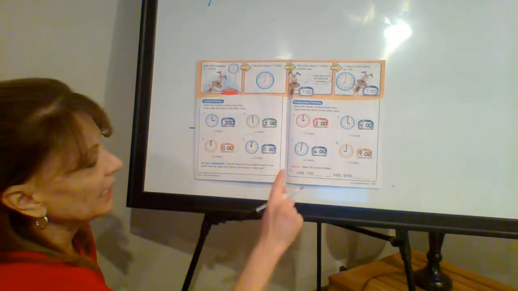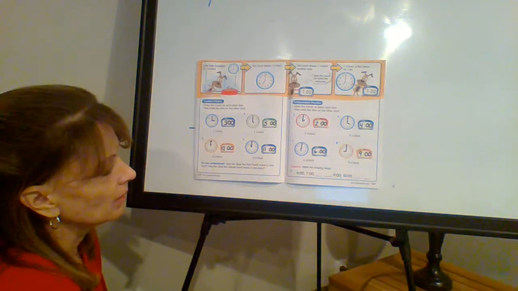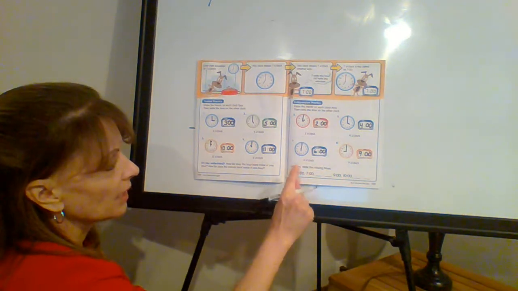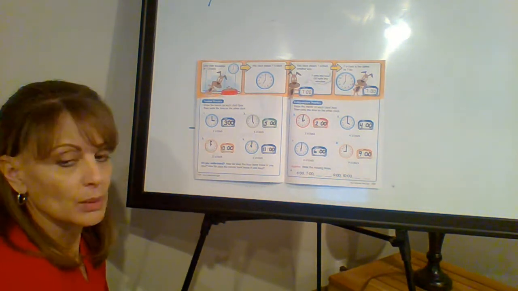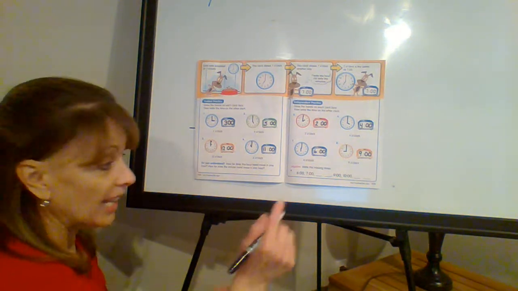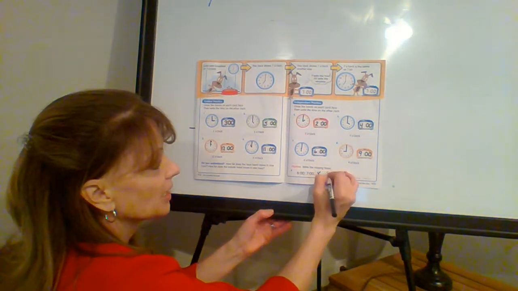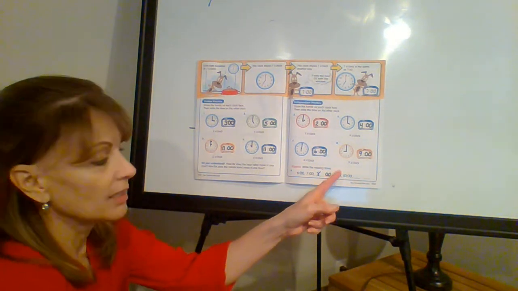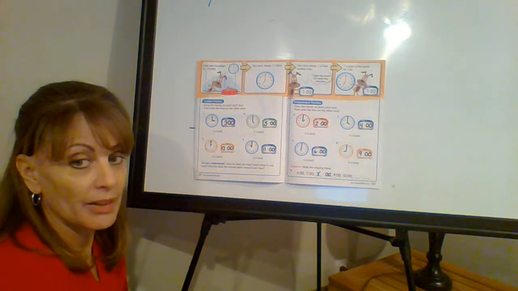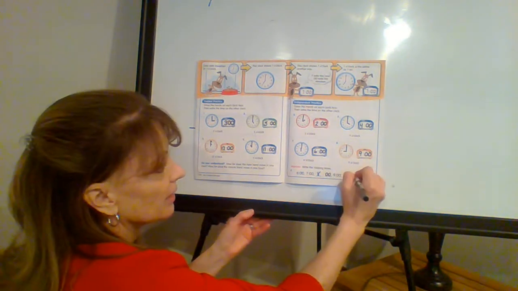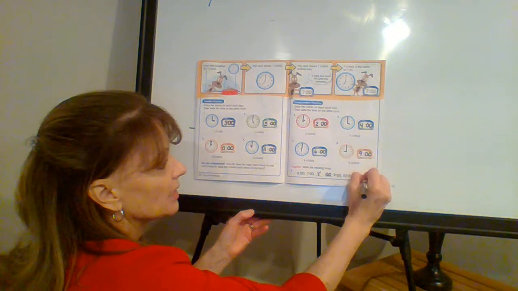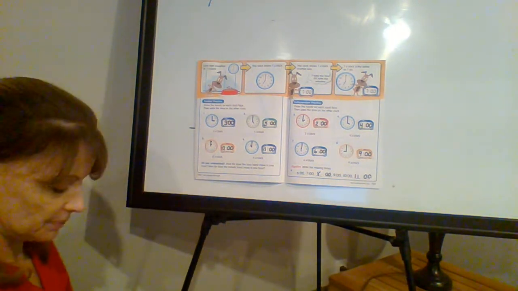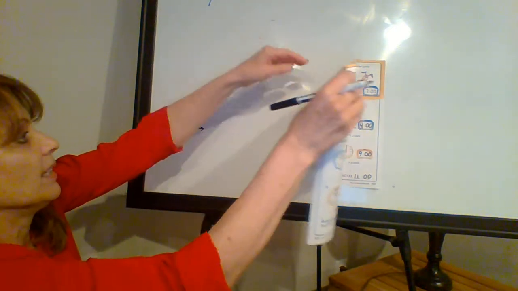It says write the missing times. Well, we have 6 o'clock, 7 o'clock. What comes next? 8 o'clock. So 8, 0, 0. Then we have 9 o'clock. Then we have 10 o'clock. Then we have 11 o'clock. 11, 0, 0. You doing okay? All right. Let's turn to the back.